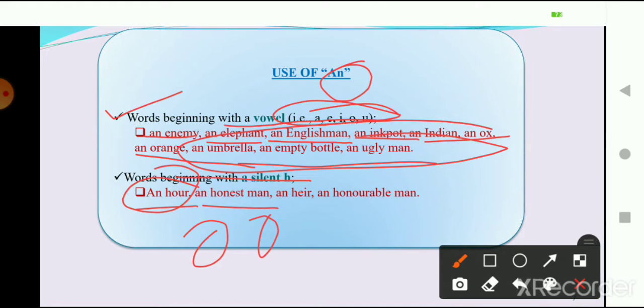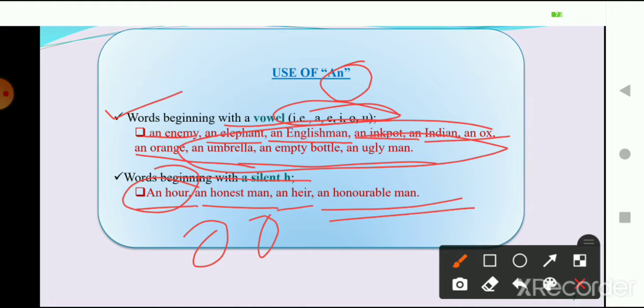Okay. Similarly, an hour, and, an heir. Okay, we don't say it with the H sound, the H in this word is silent. So whenever the word is starting with an H and the H in those words is silent, then we are going to use article an before those words. Okay, like an honorable man.